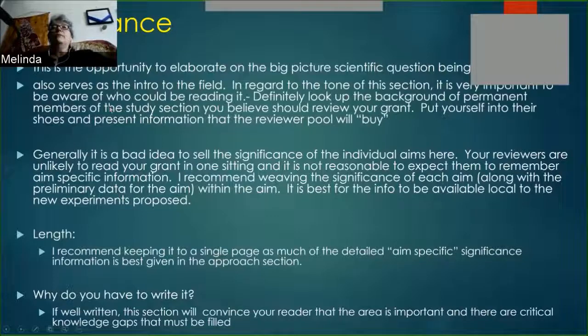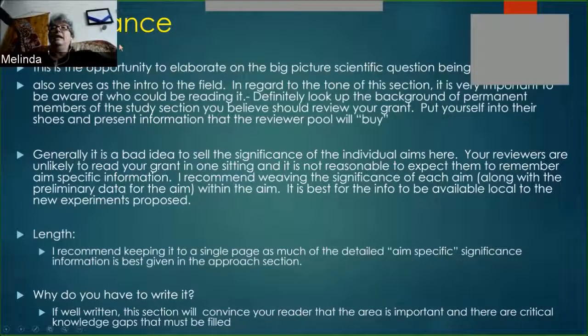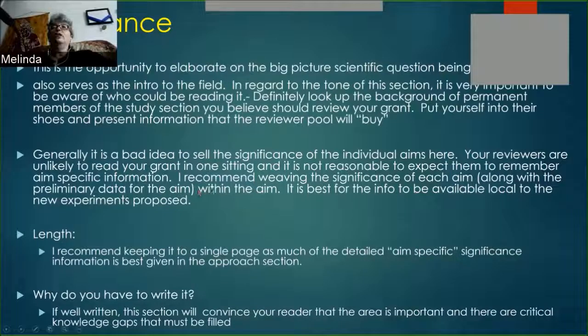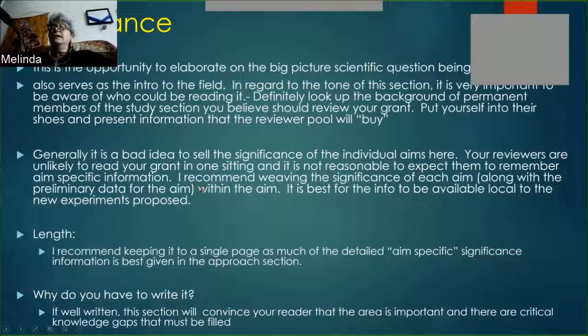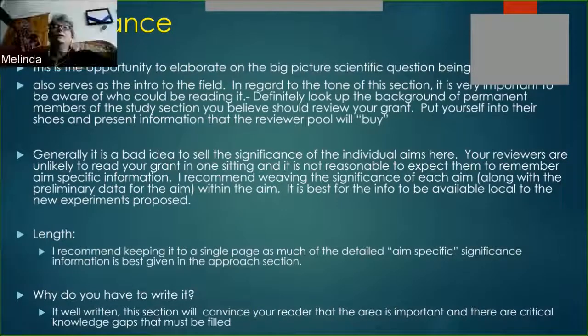So I recommend that a decent amount of the significance of an individual aim be woven into the approach section as you describe each aim. And that's also where I put the preliminary data for each aim largely. Bury that within the aim under the approach section. I might put 1 or 2 key pieces of preliminary data in the significance section, but I typically don't put a lot of proximal detail there.